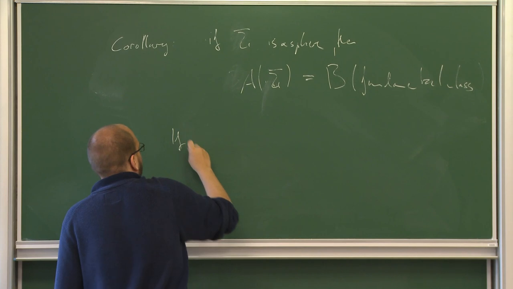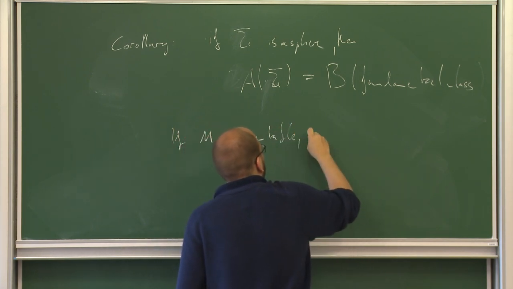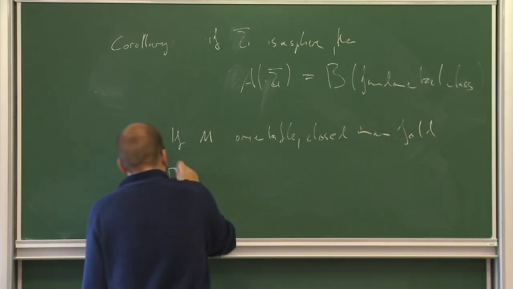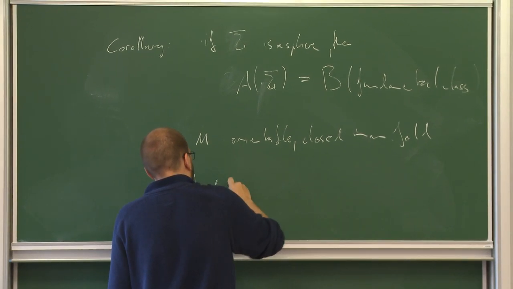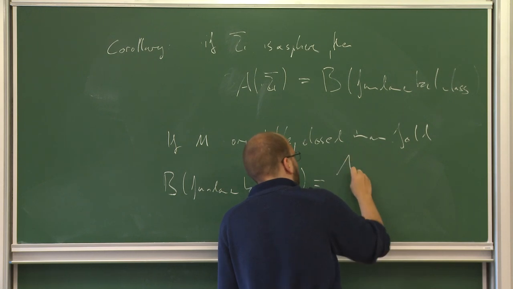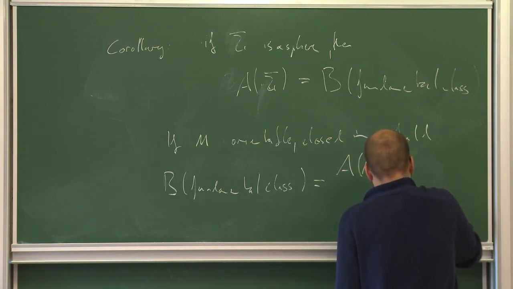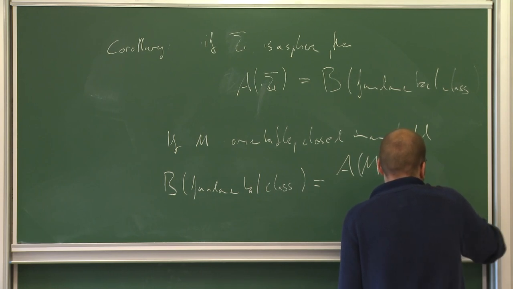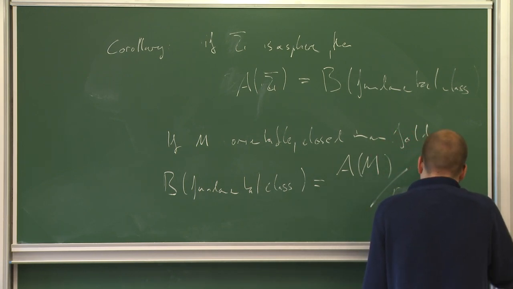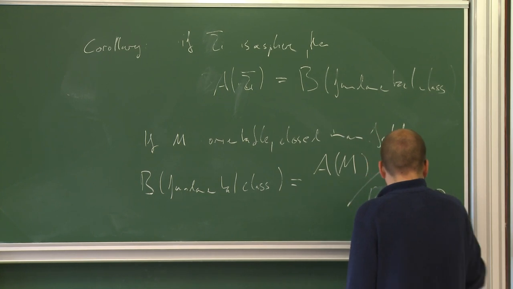Similarly, if M is an orientable closed manifold, then B of the fundamental class is really just A of M modulo the kernel of the partitioning map, right? The kernel of F_M to the direct sum over the vertices in M of A star of the vertex in M. It's just the kernel of the partitioning map.